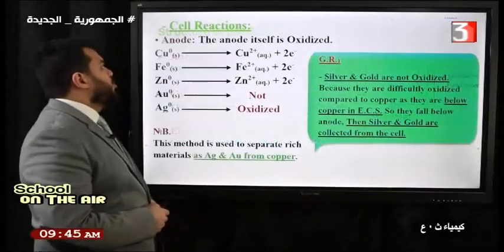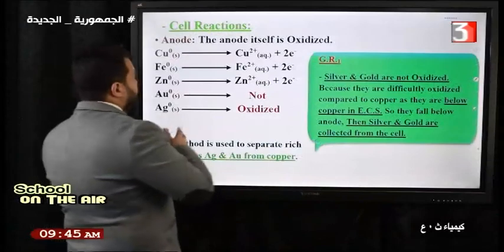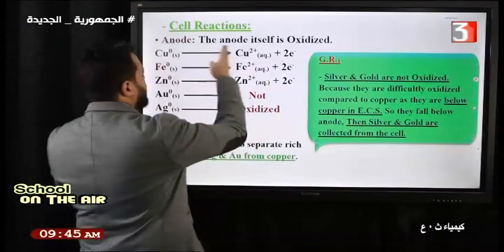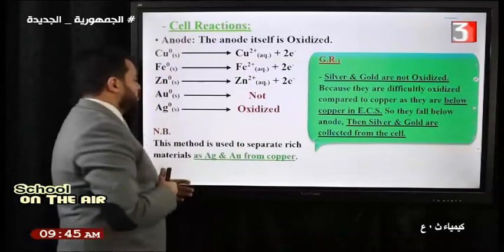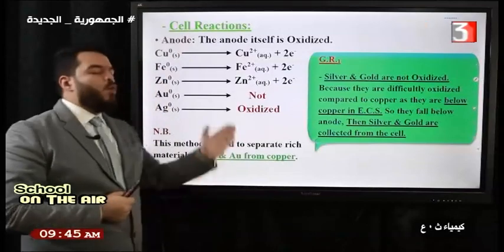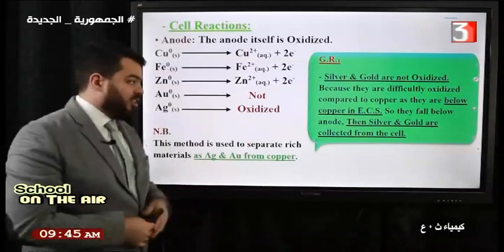Okay, so we are going to read that. At the anode, the copper will be oxidized, the iron will be oxidized, the zinc will be oxidized, but the gold and the silver will not be oxidized. Why?